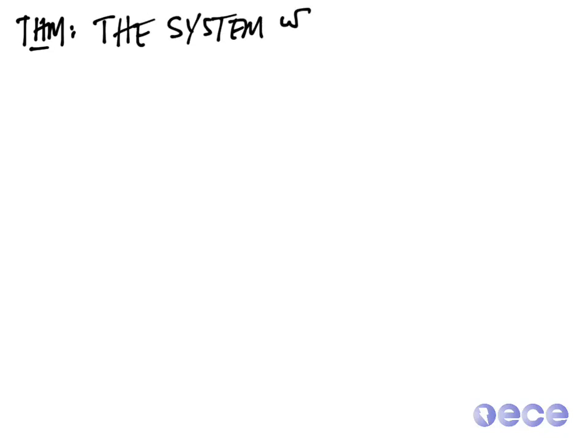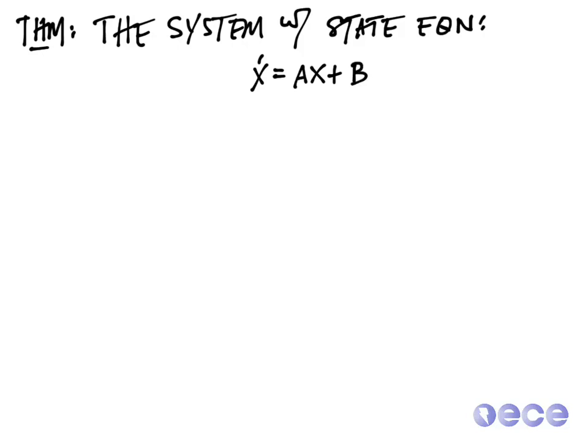So this video gives a proof of the controllability matrix theorem. The theorem runs like the following. Let's say we have the system with state equation as follows. Not surprisingly, x dot is equal to Ax plus Bu, where here A is an n by n matrix of reals.